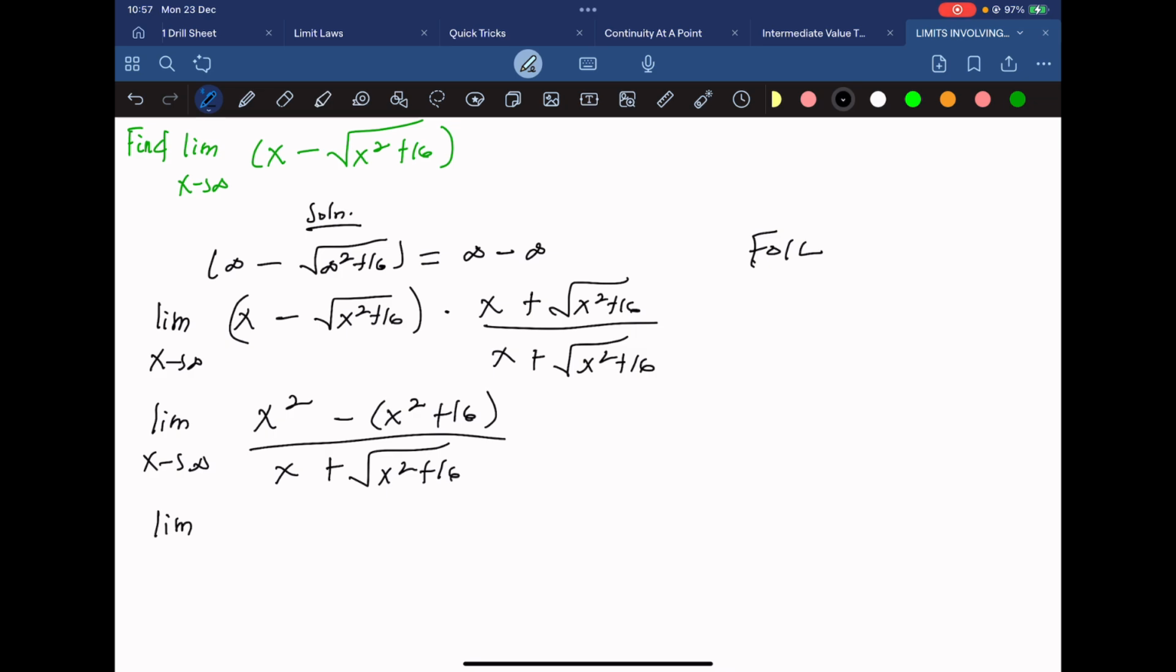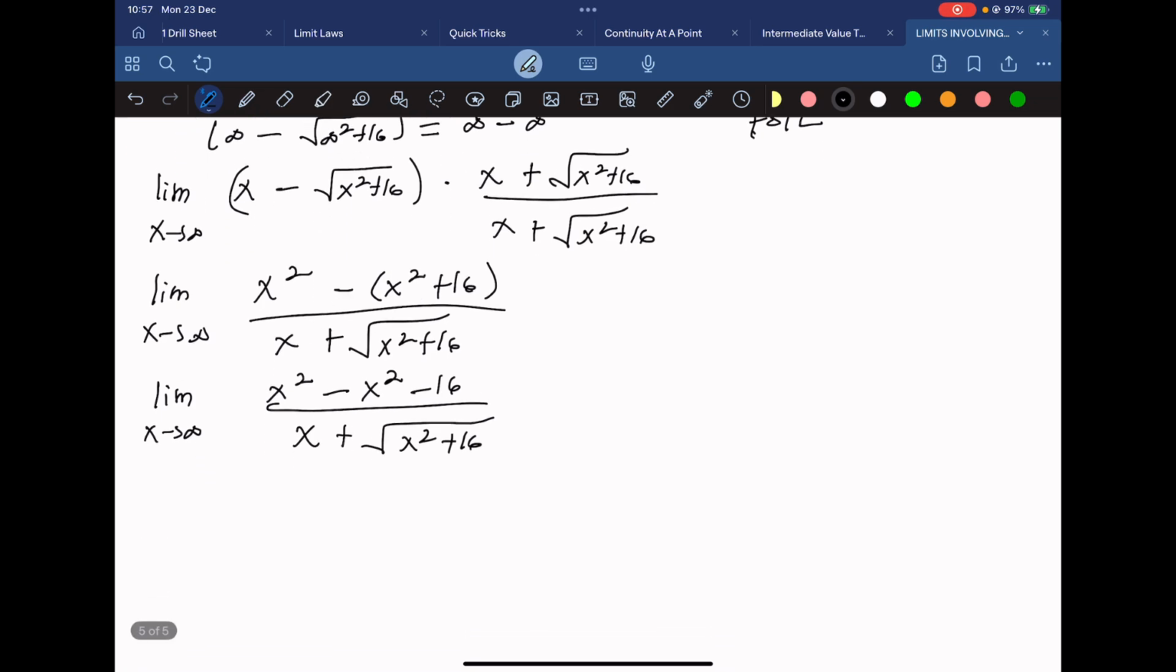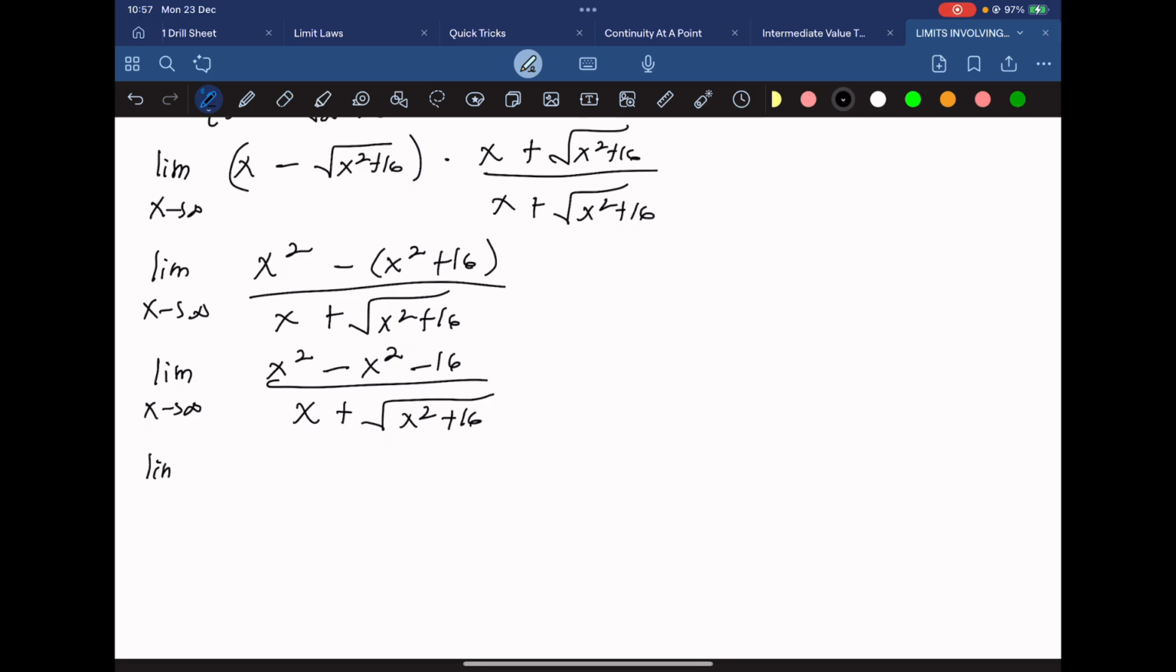So this is limit as x approaches infinity. If we distribute the negative in the numerator, we have this, s squared plus 16 right here. So now this simplifies to minus 16 out of the square root of x plus the square root of s squared plus 16.